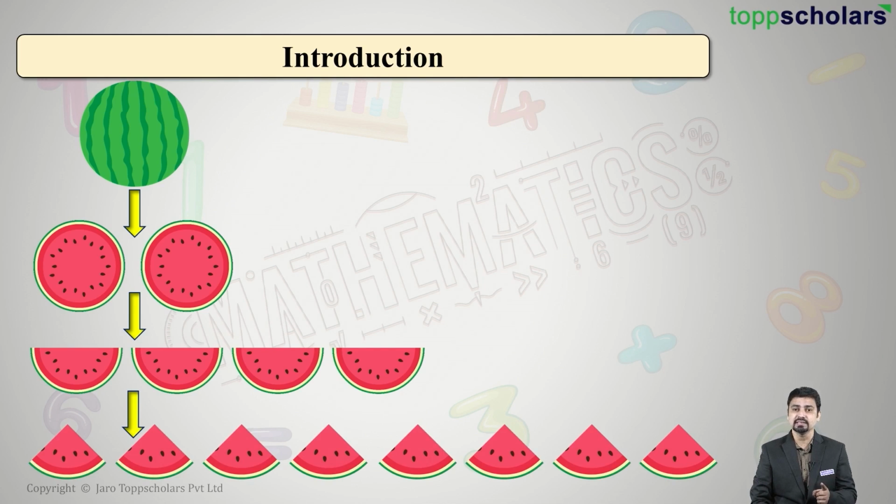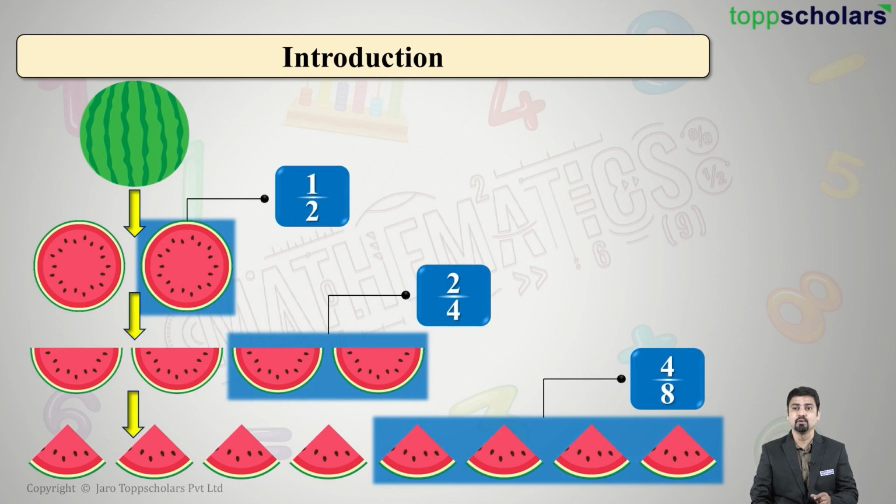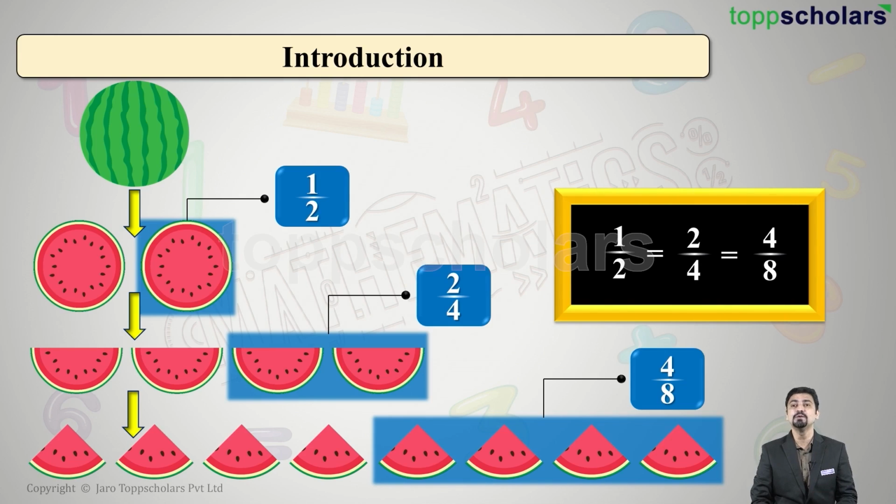In each case, we selected half of the number of parts. In the first one, I selected 1 out of 2, then 2 out of 4, and then 4 out of 8. In each case, half of the watermelon was selected. So, can I say 1 upon 2 will be equal to 2 upon 4 will be equal to 4 upon 8.